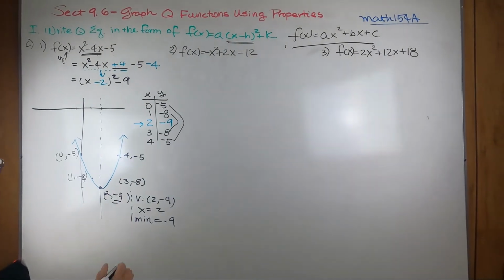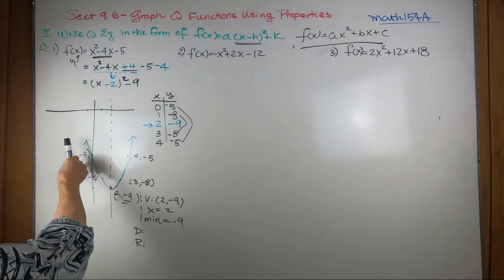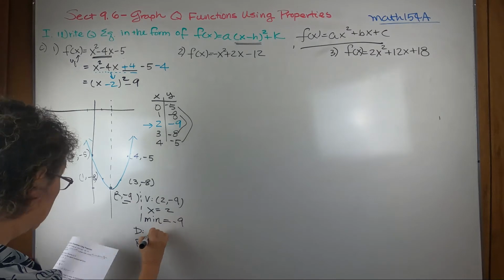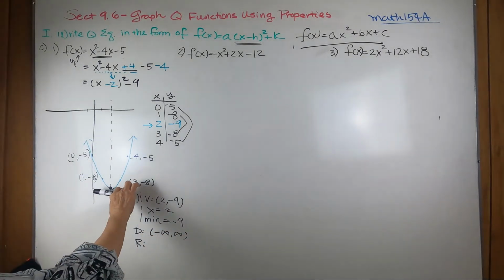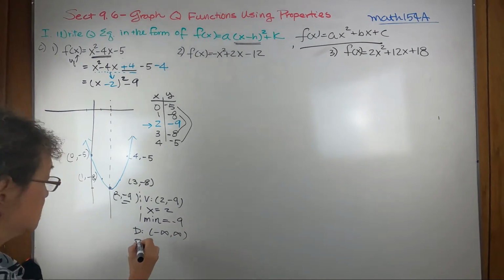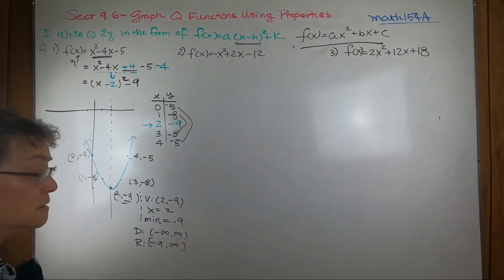We will also ask you, what's your domain and range? Domain, what's your x? Left and right, right? It will be all real numbers. What's your range? From here up, right? So here is what? Negative 9. So negative 9 to infinity, right?